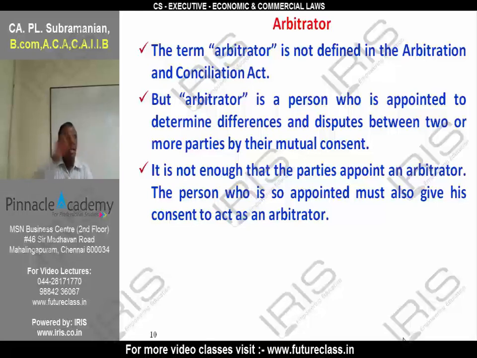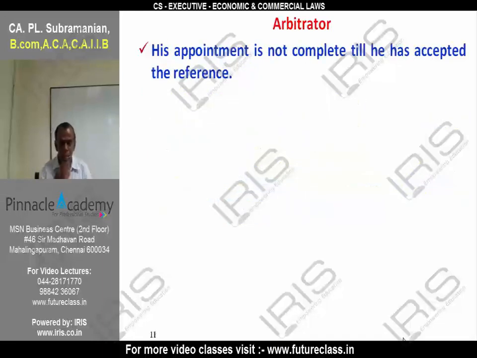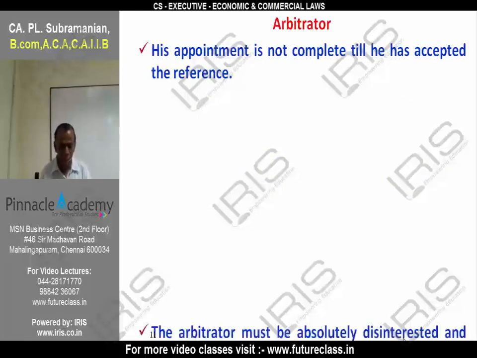So A and B have decided Mr. X will be the arbitrator. They communicate, nothing happens. Arbitrator not appointed. When Mr. X says that I am willing to work as arbitrator, it may not be in so many words, but he has to tell that he is willing to act as arbitrator, then the arbitrator has been appointed. Now, his appointment is not complete till he has accepted the reference. He has to accept it.